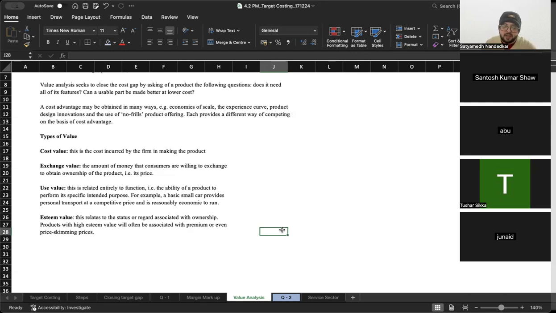And the last one is esteem value. This relates to the status or regard associated with ownership. Products with high esteem value will often be associated with premium or even price skimming prices. Again, price skimming is a pricing strategy. And how is the price skimming strategy used? Or what is its basic utility? See, there are certain products, like for example, iPhone right now, maybe for your generation, iPhone is not such a big deal because everyone has one.